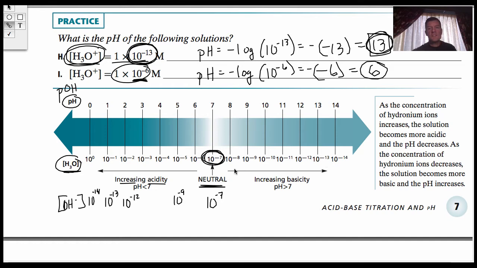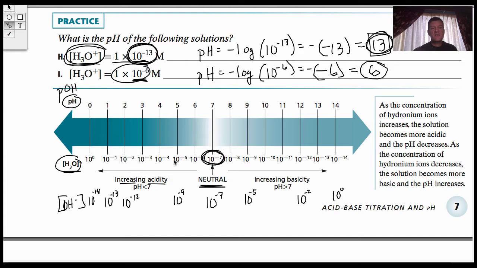If we go the other direction, if the hydronium concentration decreases, gets smaller, the hydroxide concentration is going to get bigger. So for 10 to the negative 9 for the concentration of hydronium, then it's going to be 10 to the negative, has to add up to 14, so 5. What if it's 10 to the negative 12 for hydronium? Then it's going to be 10 to the negative 2 for hydroxide. 10 to the negative 14 would mean 10 to the 0 for hydroxide. As one increases, the other decreases.